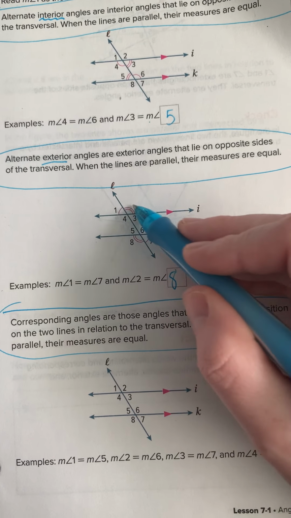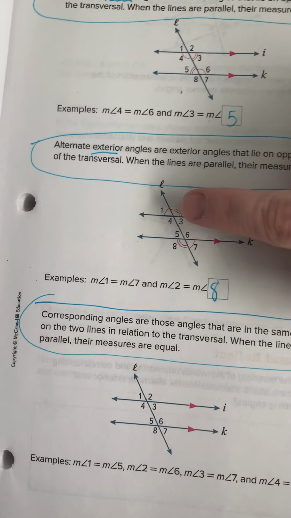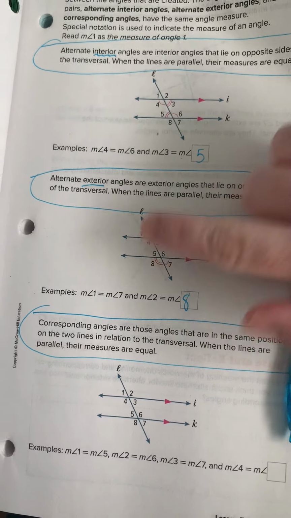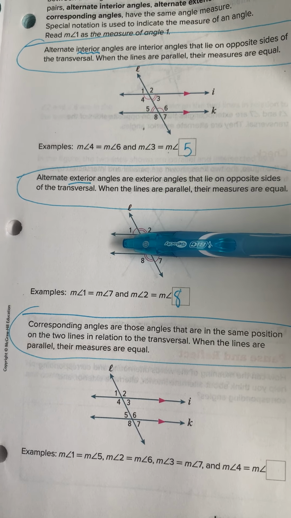See how these are on the outside? 3 and 4 and 5 and 6 are still in there. But we're just talking about the outside. The outside lines, okay?